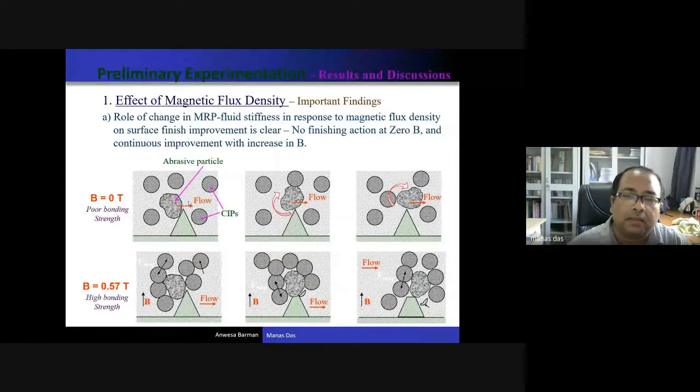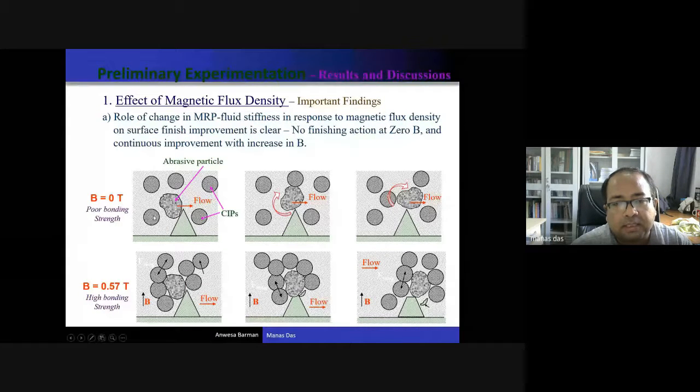We have done certain experiments without a magnetic field. We have seen that because there is no bonding strength, these abrasive particles flow over the surface peaks, rotate, and move like that. When we apply a magnetic field, this kind of bonding strength is generated, and the abrasive particles are held by these CIP chains, and the surface peaks are removed from there itself.